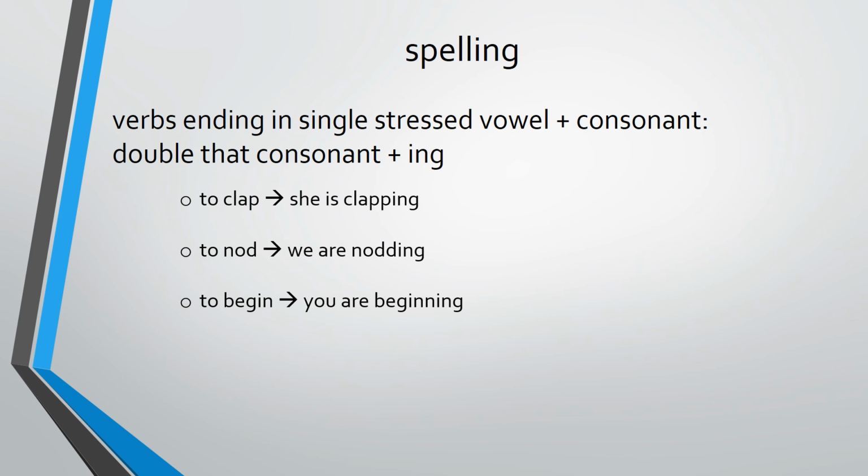To begin, clearly it is the i, and that's why we double the n as well. Okay? Same goes for to expel. I am expelling. The e is stressed, and that's why we double the l. Okay, now you know everything there is to know about the present continuous, and you're ready to do some exercises.